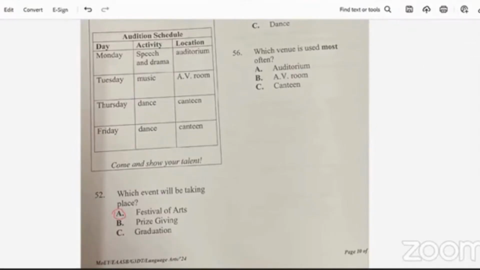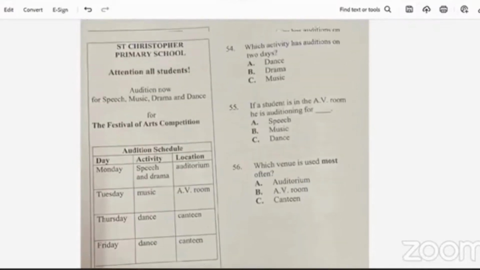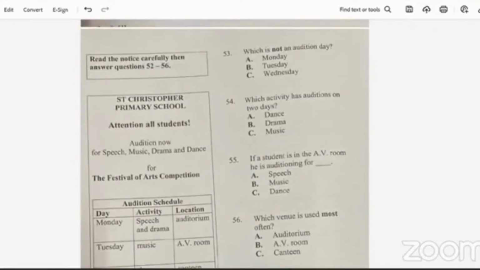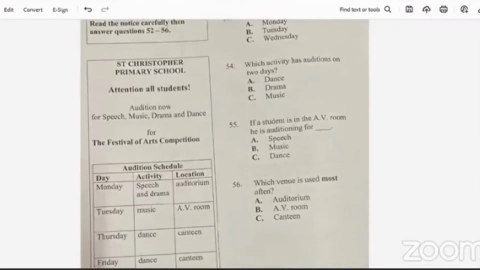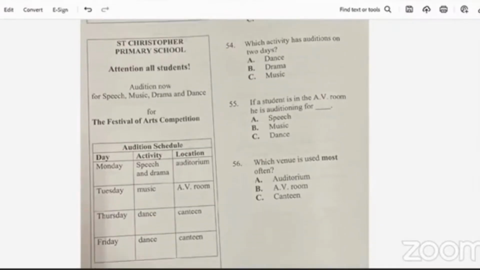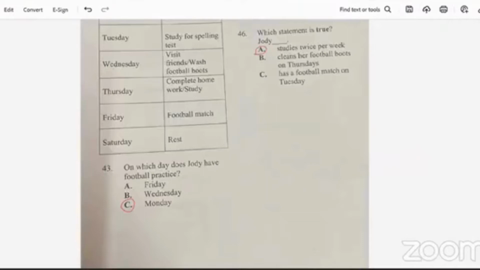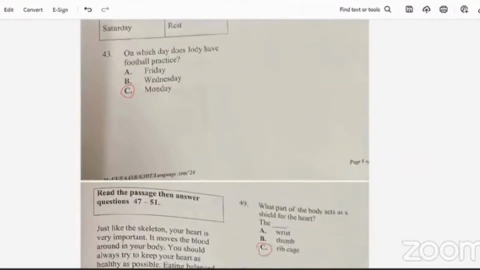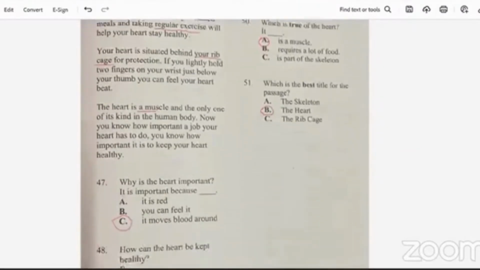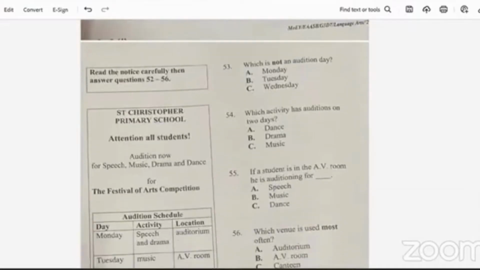All right, question 53. Which is not an audition day? So let's go back to the table. Monday we had audition, Tuesday, Thursday, and Friday. So which is not an audition day, the answer would be C, Wednesday. No auditions on Wednesday.